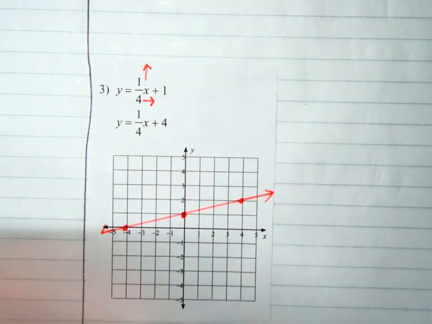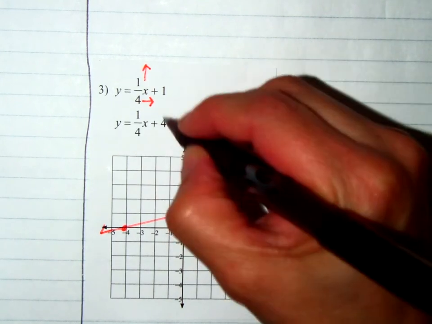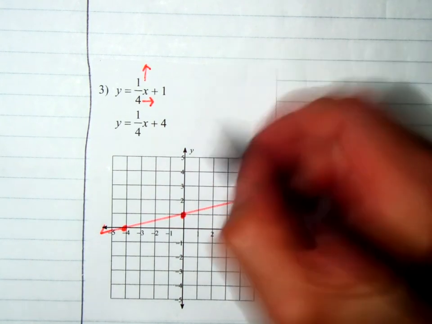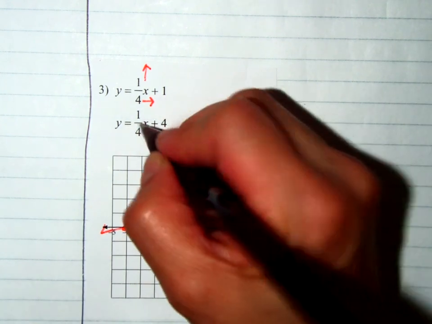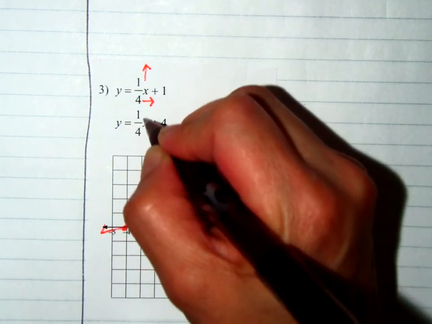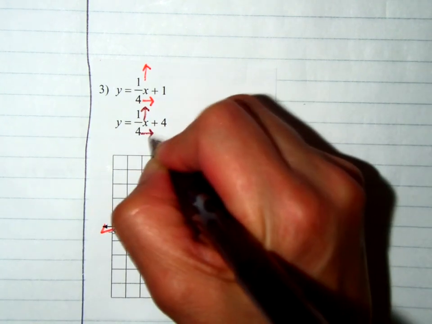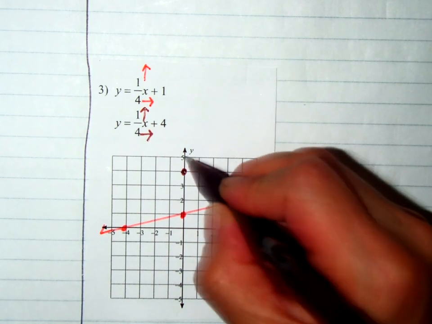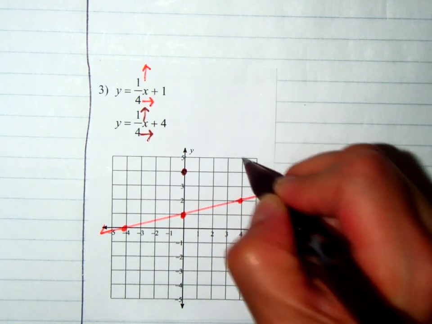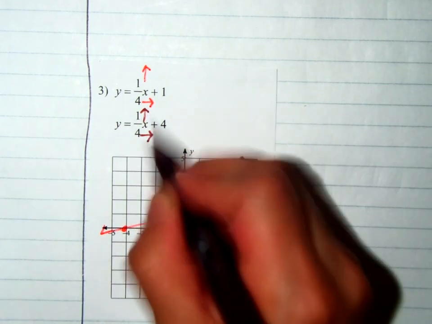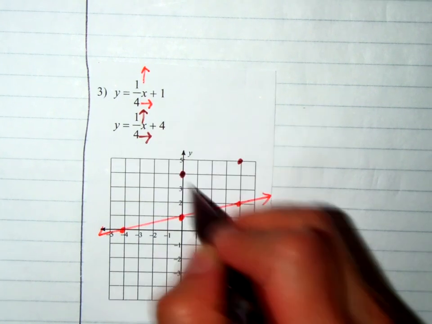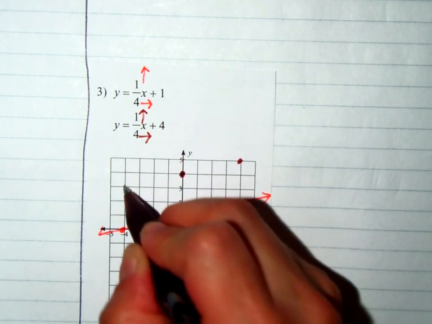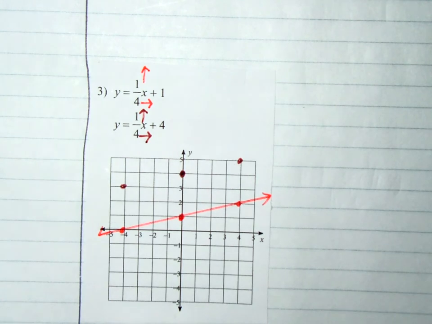Now I'm going to graph the second equation. I start at 4 on the y-axis. My slope again is positive, positive top, positive bottom, which means up and to the right. So I'm going to go up 1 to the right 4. And I'm going to reverse the order because I'm out of space. So down and to the left. And draw my line.